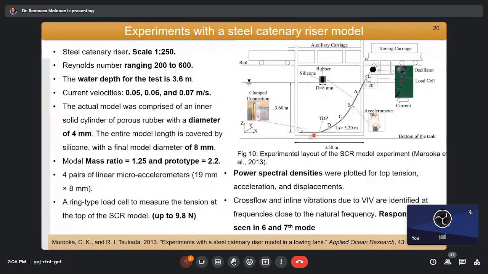So once the experiment is done, this is one example. We can set up just a catenary profile. The lazy wave configuration has not been studied much in experiments. One or two studies are there, but we have to carry out more studies.